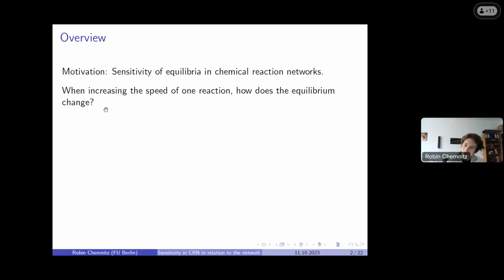Okay, so now the motivation for this talk itself is the sensitivity of equilibria in chemical reaction networks. So the question is: when we increase the speed of one reaction very slightly, so we don't add any reactions, we don't take any reactions away, we don't kill one reaction entirely. This is not what we'll do. We'll just perhaps add a little bit of a catalyst and make the reaction go faster. How does the equilibrium change?